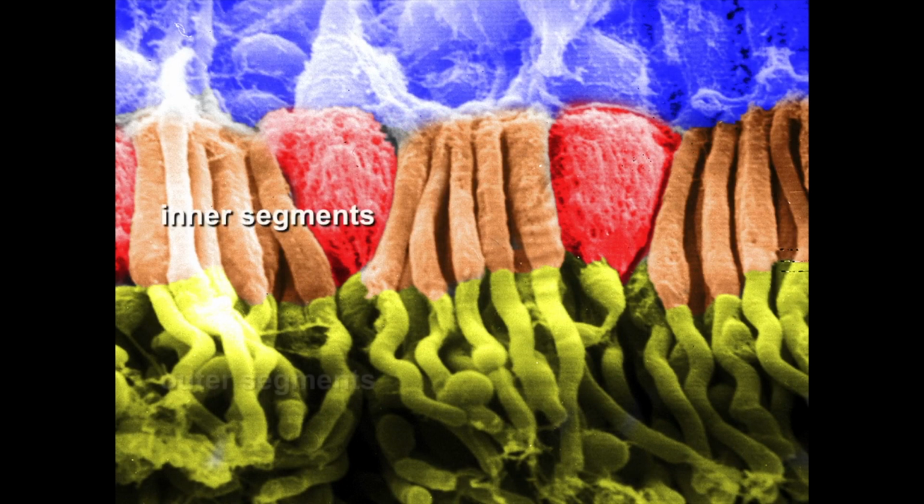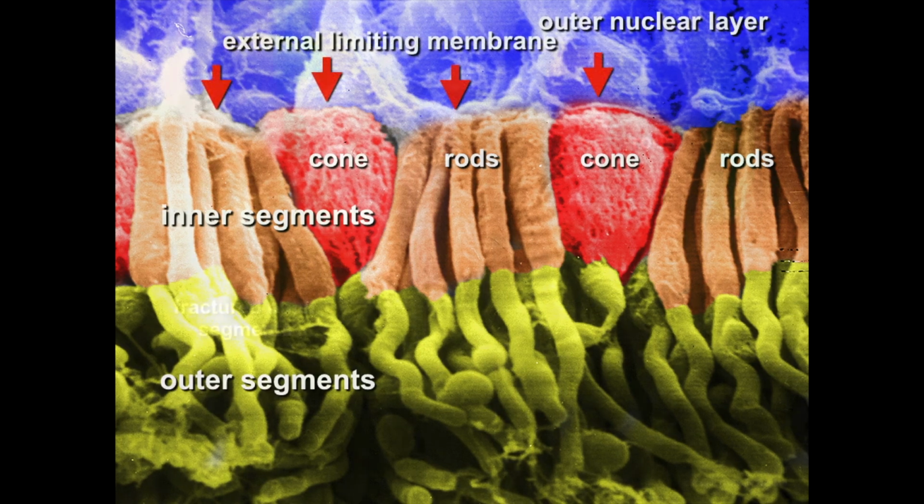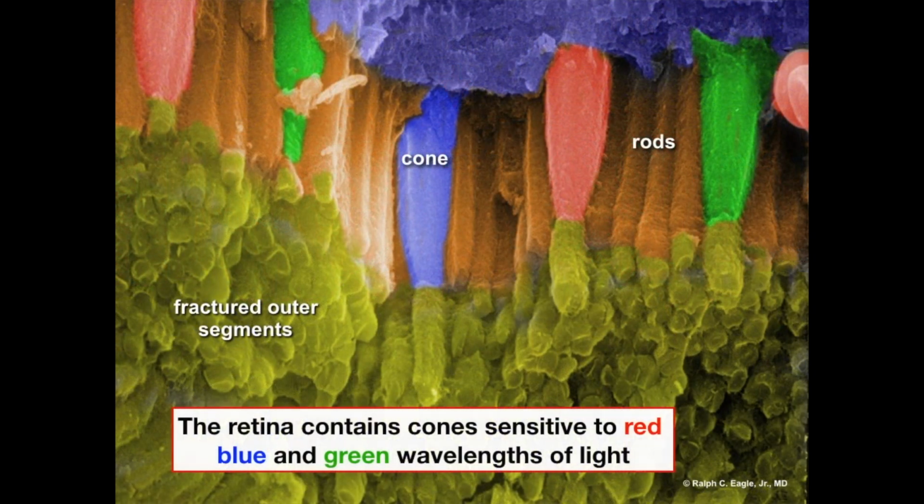The inner and outer segments of the rods and cones are seen in this false colorized scanning electron micrograph. The photoreceptor nuclei form the outer nuclear layer, and the inner and outer segments project through the external limiting membrane. The cones are colored red, blue, and green to emphasize that there are three types of cones that are sensitive to red, blue, and green wavelengths of light. Most of the outer segments in this photo are fractured and lost.